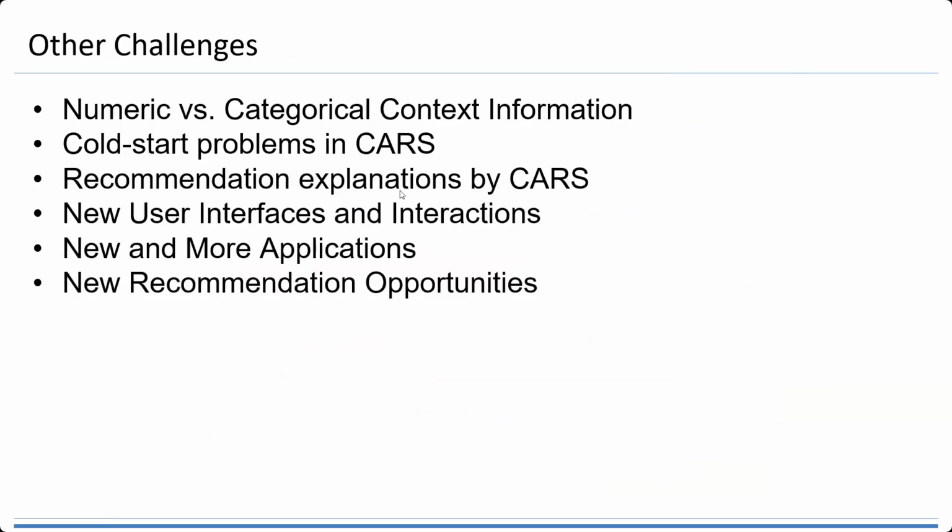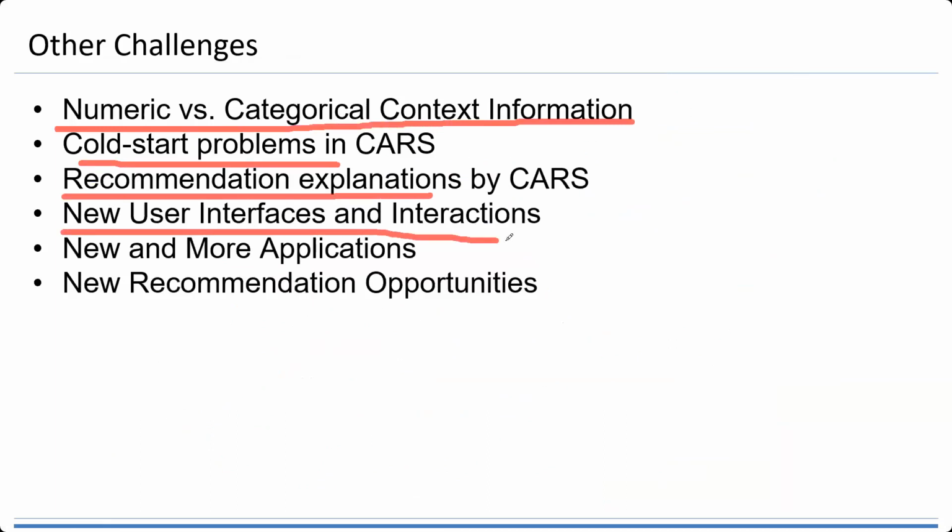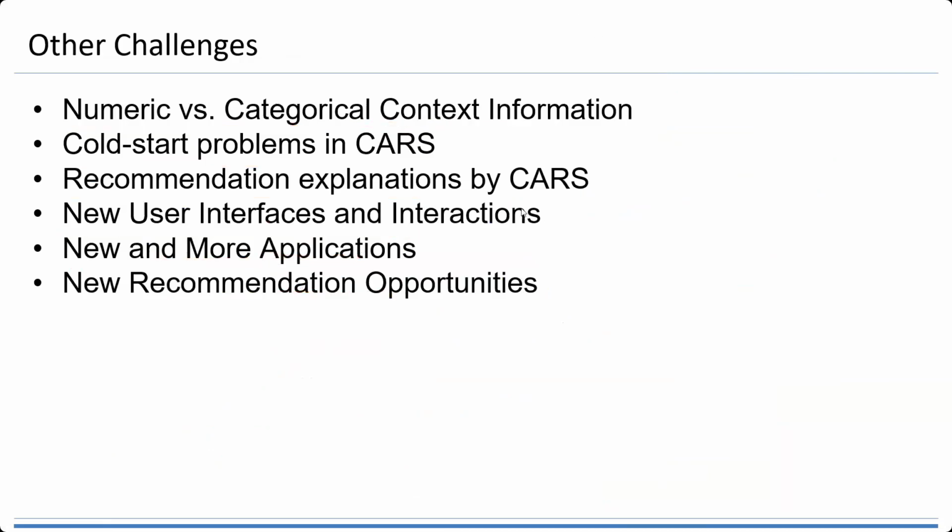So the other challenges when we do with the context recommendation system: numerical versus the categorical context information. Another challenge is about the cold start problems and how you can explain. This is another issue. And how you can define the interface and how you can have the interaction with the users. Some more application and what is the recommendation opportunities.